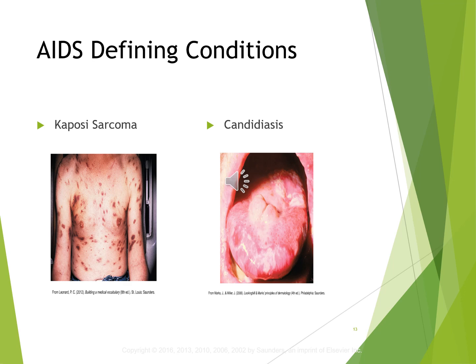This first one is the Kaposi sarcoma. So you can see he's got all these little spots and little scab looking areas all over his body.